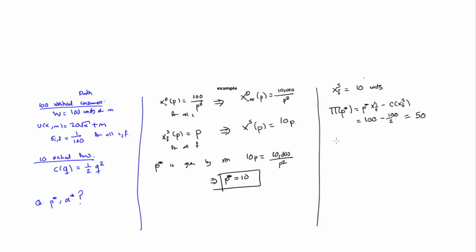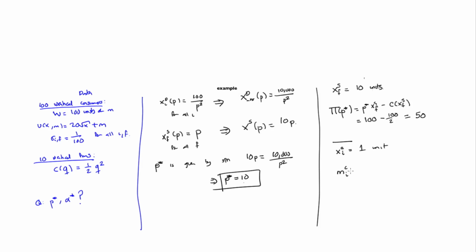Now, what about the demand side, the consumer side? Well, if we go back, we get that every consumer i is consuming 100 divided by P squared, which is 100 over 100, so 1 unit of good X.